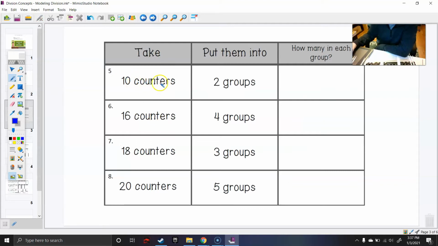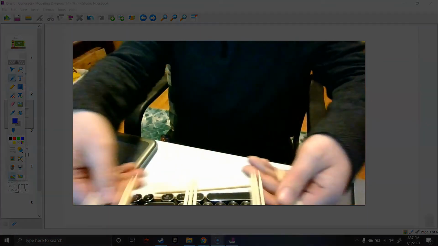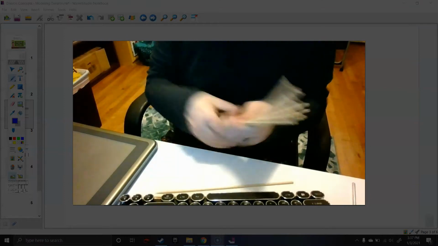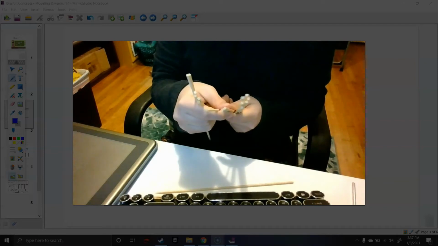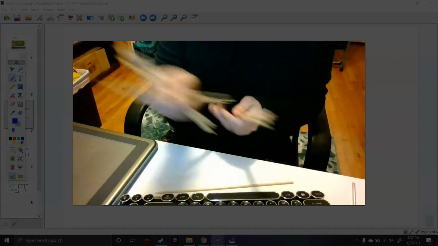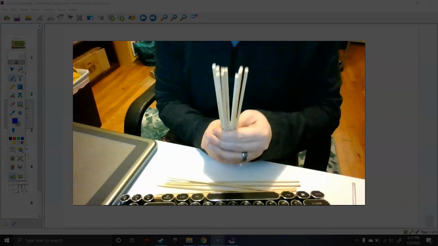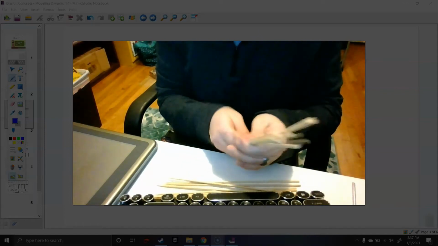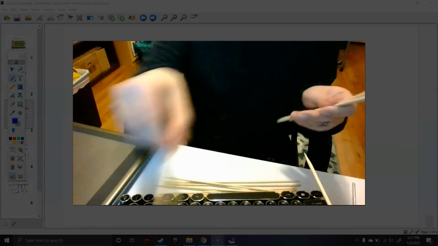All right, so now we have 10 into 2 groups. All right, so I got to take away some. All right, so 2, 4, 6, 8, 10. So taking 10, and then we're going to divide these into 2 groups. So we get 1, 2.